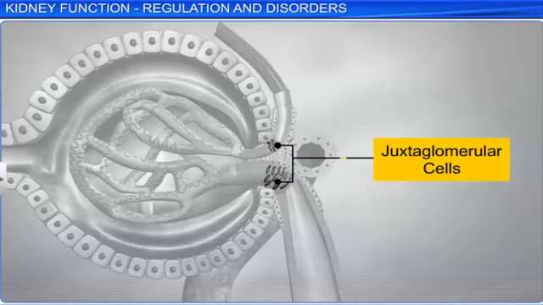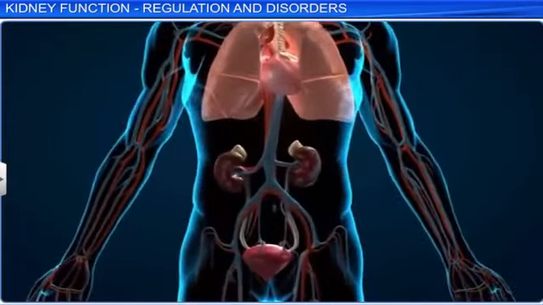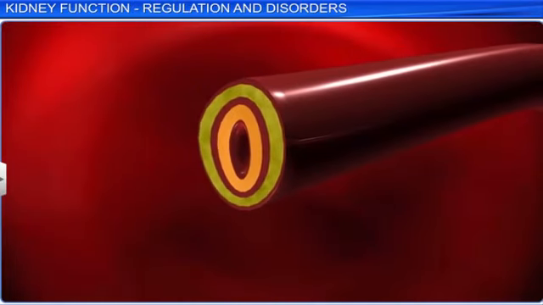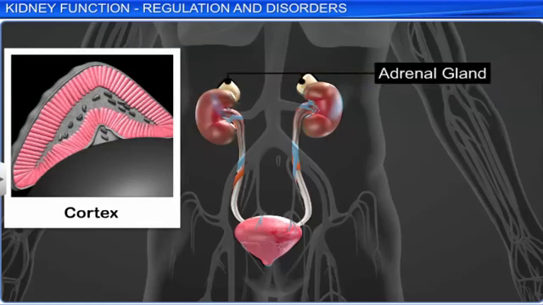The juxtaglomerular cells detect a fall in the glomerular blood pressure or GFR and release a peptide hormone called renin. Renin converts angiotensinogen in the blood into angiotensin 1, which is further converted into angiotensin 2. Angiotensin 2, a powerful vasoconstrictor, constricts the blood vessels, thereby increasing blood pressure, which stimulates the cortex of the adrenal gland to secrete aldosterone.